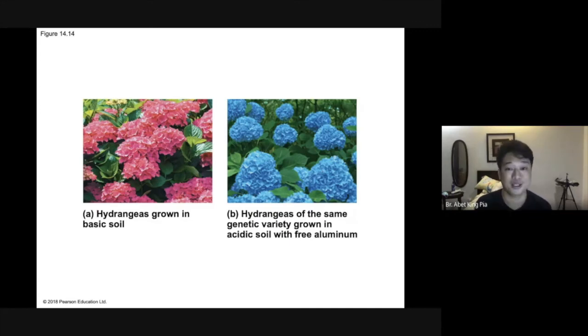Lalo na medyo tumataas na ang price ng mga plants ngayon. Ang daming gusto mag-plant. Ewan ko ba.